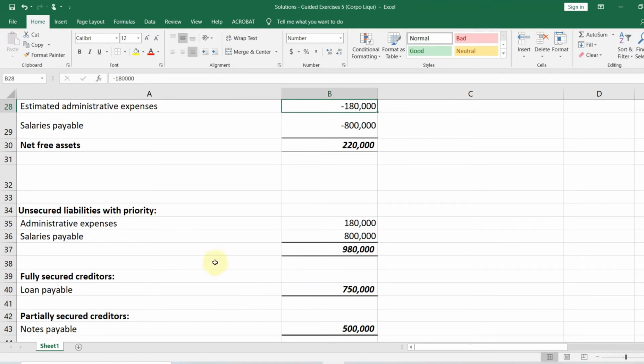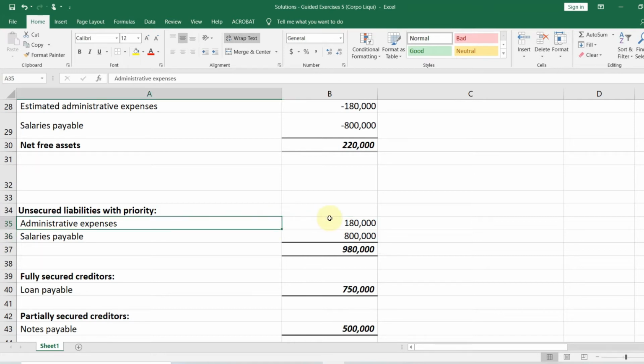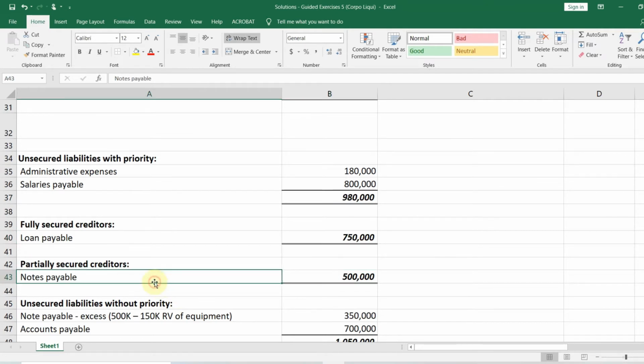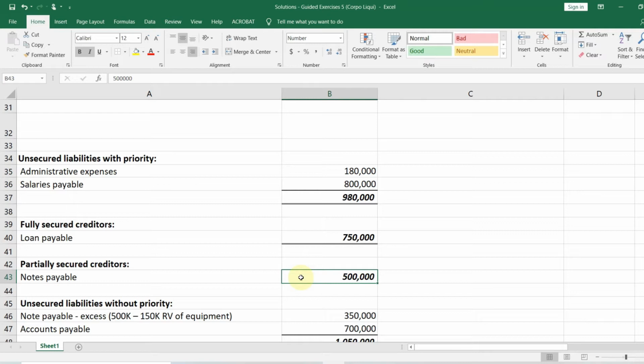So, kanina pa natin kinocompute yung unsecured liabilities with priority. So, you have administrative expenses of 180 and you have salaries payable of 800. You get 980. Okay, for fully secured, loan payable of 750. Yung kanina, partially secured. Okay, this is the value of the note payable na ha, kasi liabilities part na siya. So, the notes payable of 500,000 is actually partially secured.